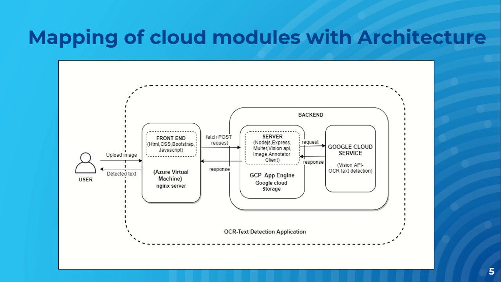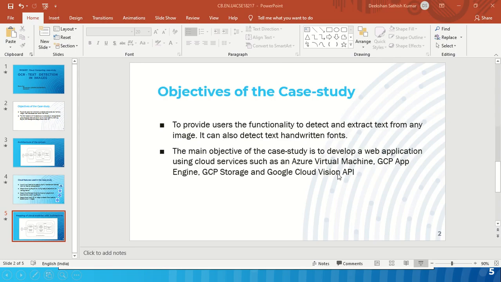Now, mapping all the cloud modules with the architecture, the front end part of the code is running in the Nginx server, which is installed in the Ubuntu instance of Azure Virtual Machine, and the server part is running in GCP App Engine, which is a platform as a service model, which is similar to Elastic Beanstalk in AWS. Google Cloud Storage is used for storing the code which is running in the App Engine, and Google Cloud Vision is used to detect the text from the images. Now I will demonstrate my application.